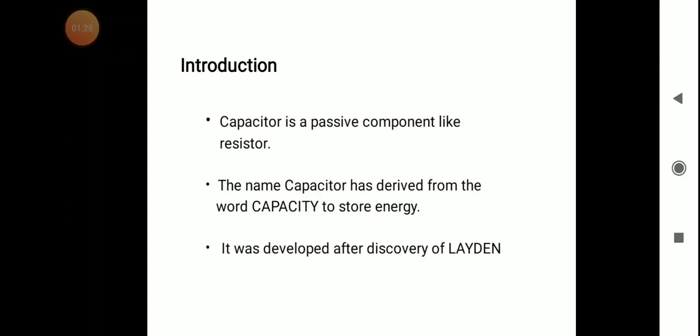The name capacitor is given by the capacity to store energy. The meaning is that it acts as a storage element. It will store the energy. It was developed by Leyden, in the Leyden jar, in 1745.